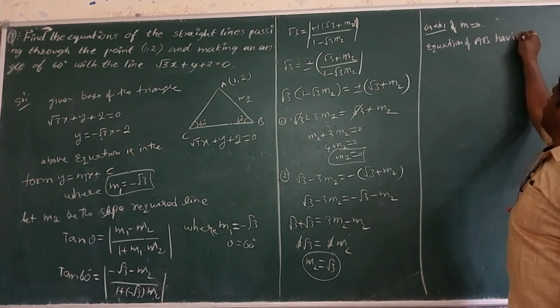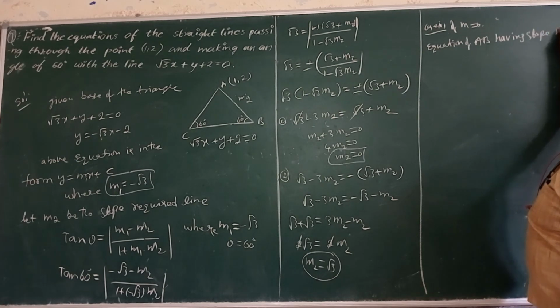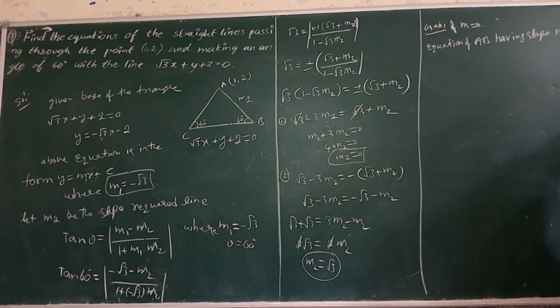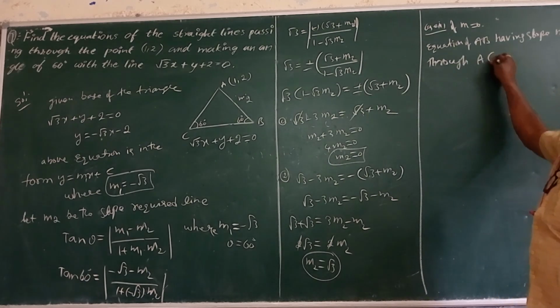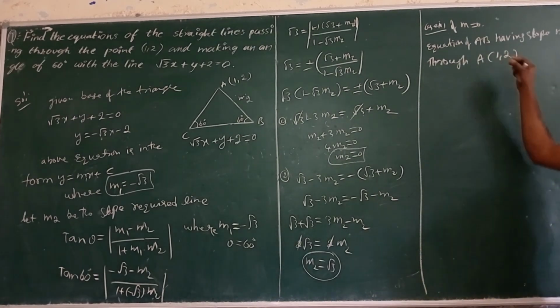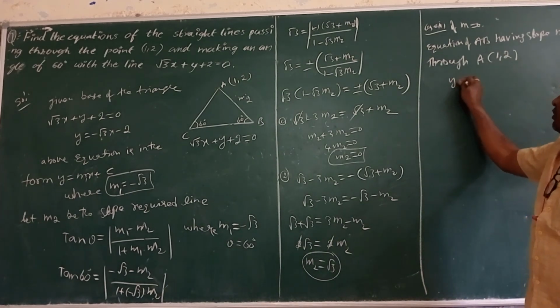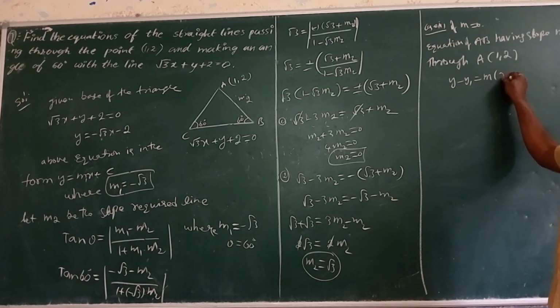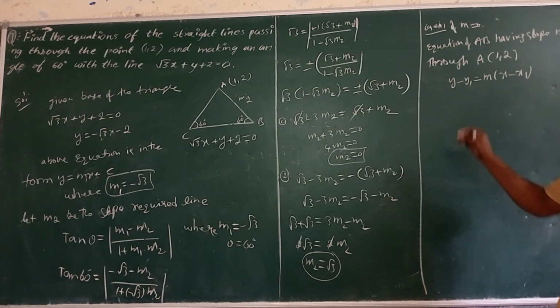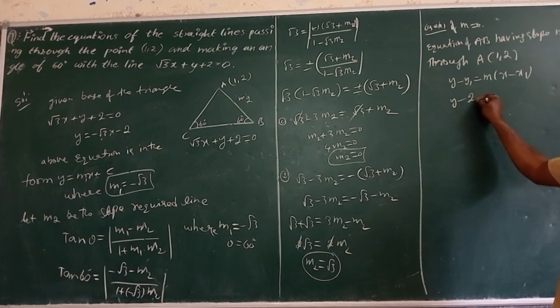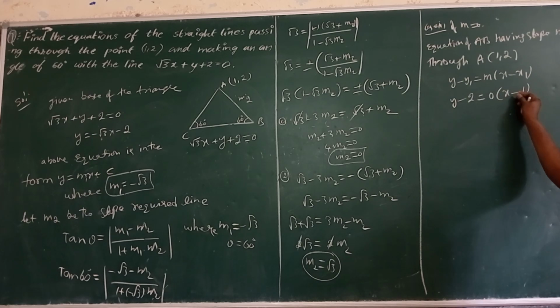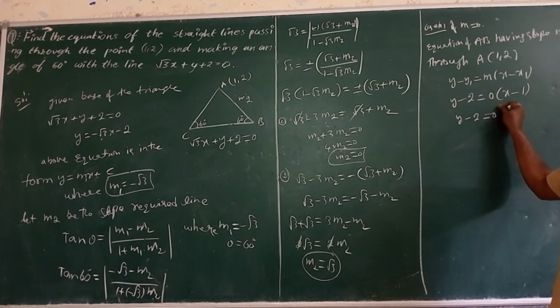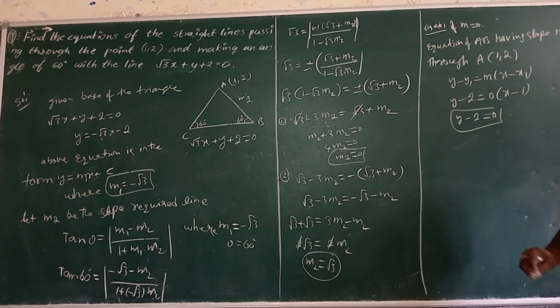having slope m equal to 0 and passing through point A of (1, 2). Slope point form of line equation: y minus y1 equals m of x minus x1. Y minus y1 value 2, m value 0, x minus x1 value 1. 0 into something is 0, so y minus 2 equal to 0. This is one side equation.